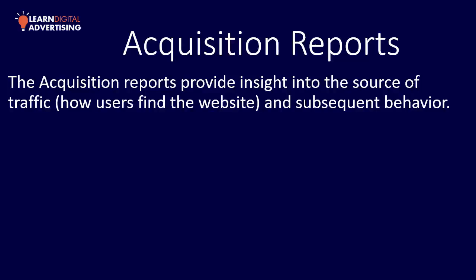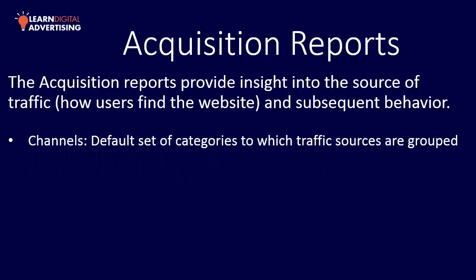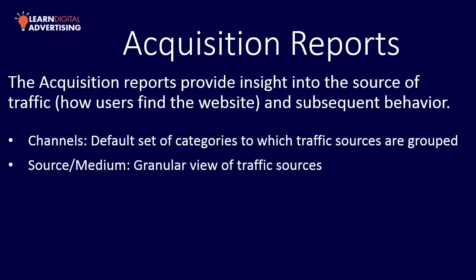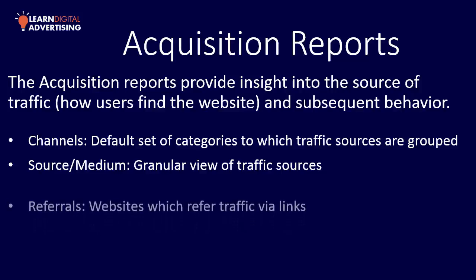Onward to acquisition reporting. Google Analytics acquisition reports are the suite of reports that provide insight as to where our traffic comes from and what the subsequent behavior is. In this section, we're going to look at a channels report, a default set of categories to which Google categorizes our traffic. Then a source and medium report, where we get slightly more granular and can look at specific traffic sources and the medium which they belong to. We'll define both of those in a few minutes.